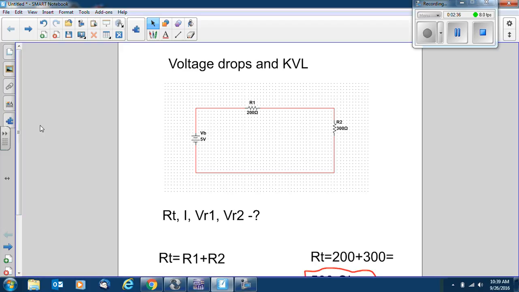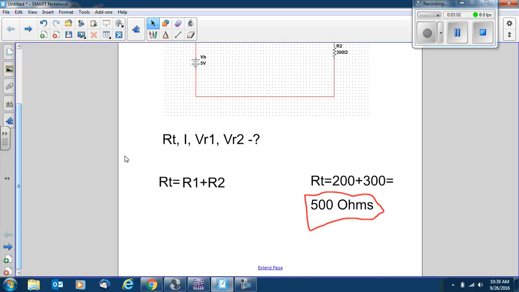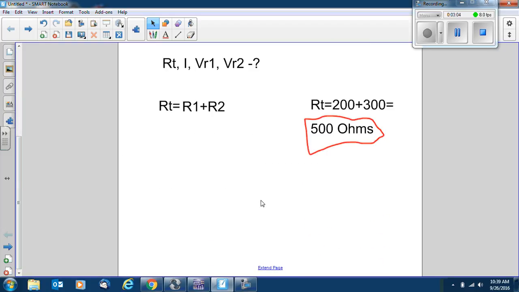Now when you think about the current, it's a bit of a trick. We do know Ohm's law, and Ohm's law always tells us the current based on the voltage drop of that particular resistor and the resistance of the resistor itself. But we don't have a voltage drop for R total, do we? As a matter of fact, we do.